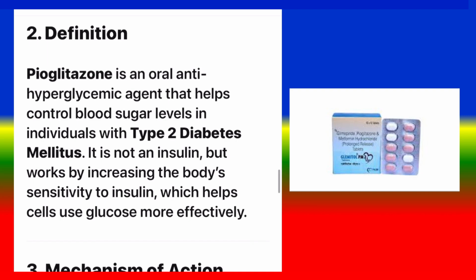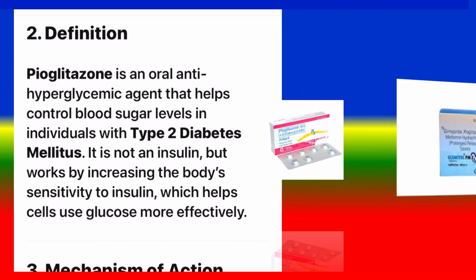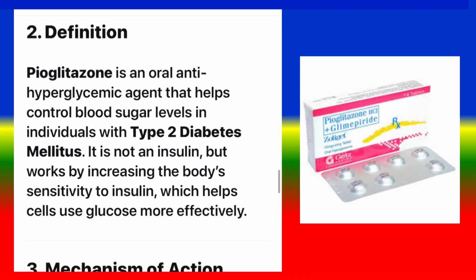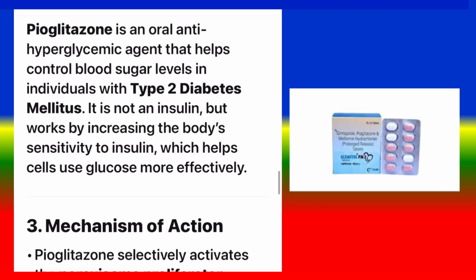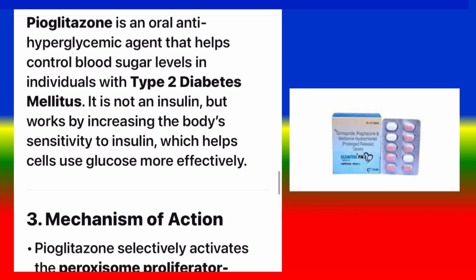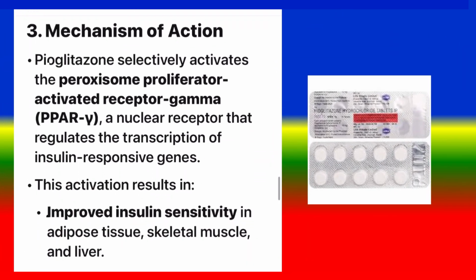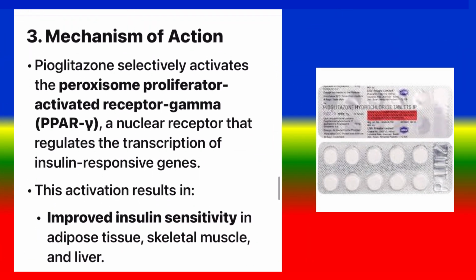Number 2. Definition: pioglitazone is an oral antihyperglycemic agent that helps control blood sugar levels in individuals with type 2 diabetes mellitus. It is not an insulin, but works by increasing the body's sensitivity to insulin, which helps cells use glucose more effectively. 3. Mechanism of action.